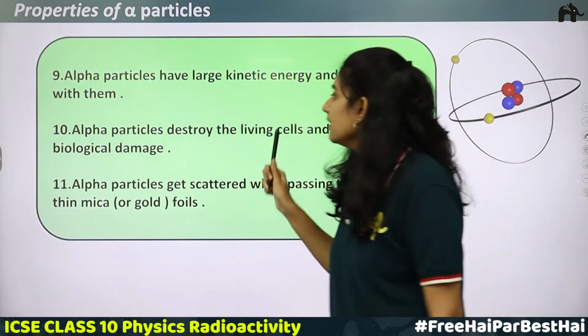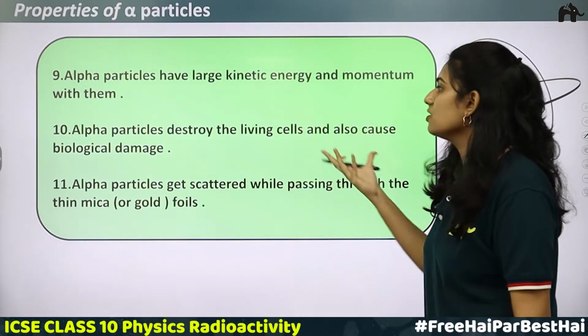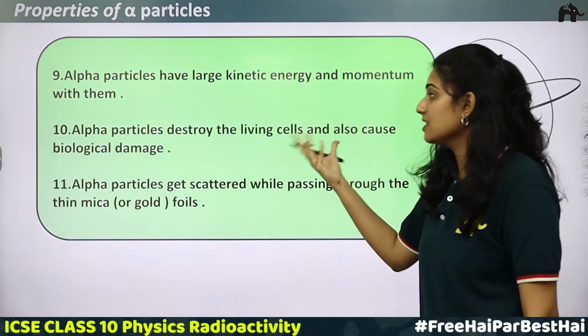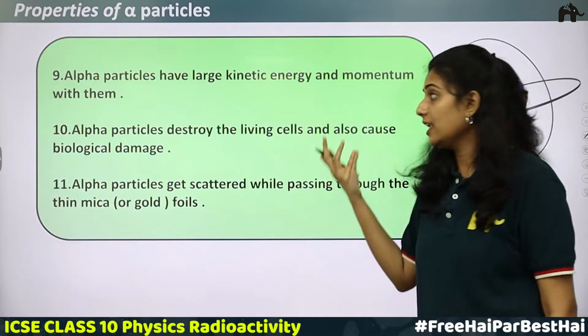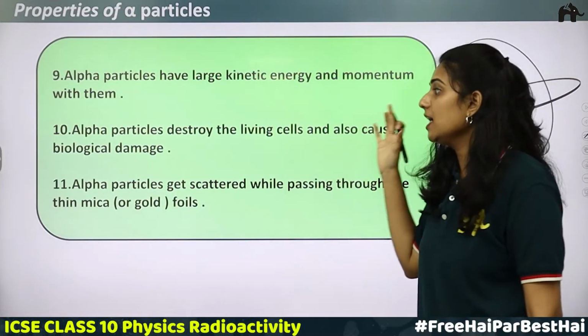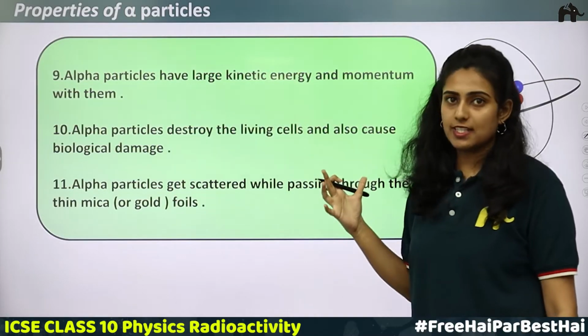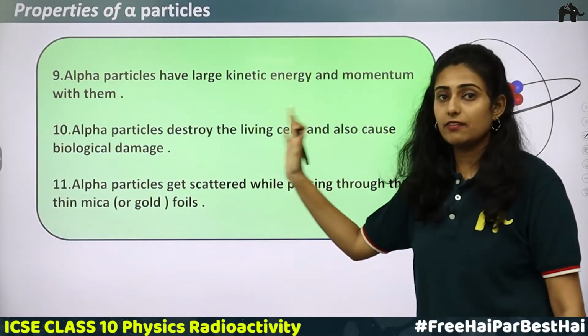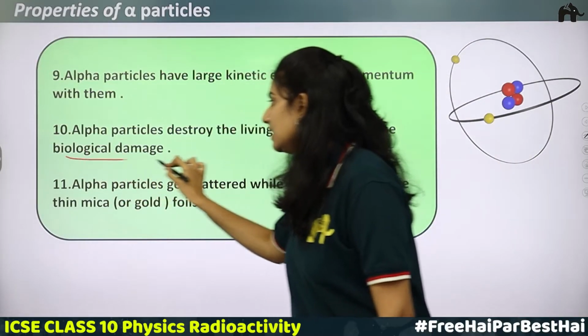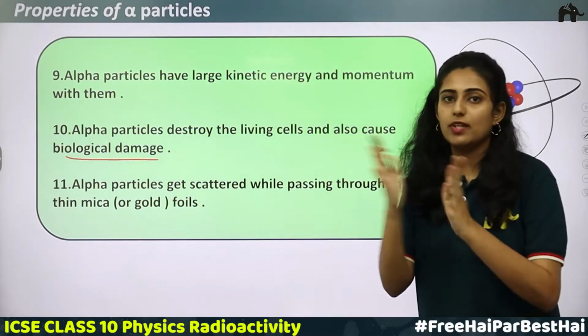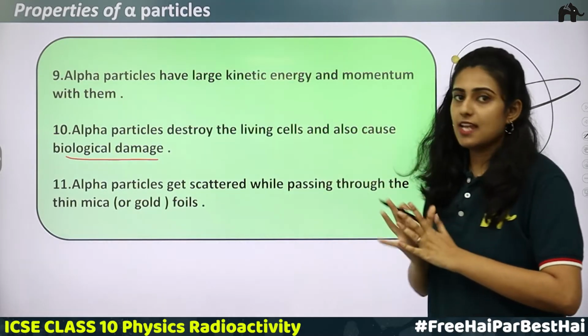Next, alpha particles destroy the living cells and also cause biological damage. They can destroy the human cells or any other living organism. Cells can be damaged. Also, it can cause biological damage. So, using alpha particles, they will cause biological damage. We will make a comparison between alpha, beta and gamma, so you will understand it better.